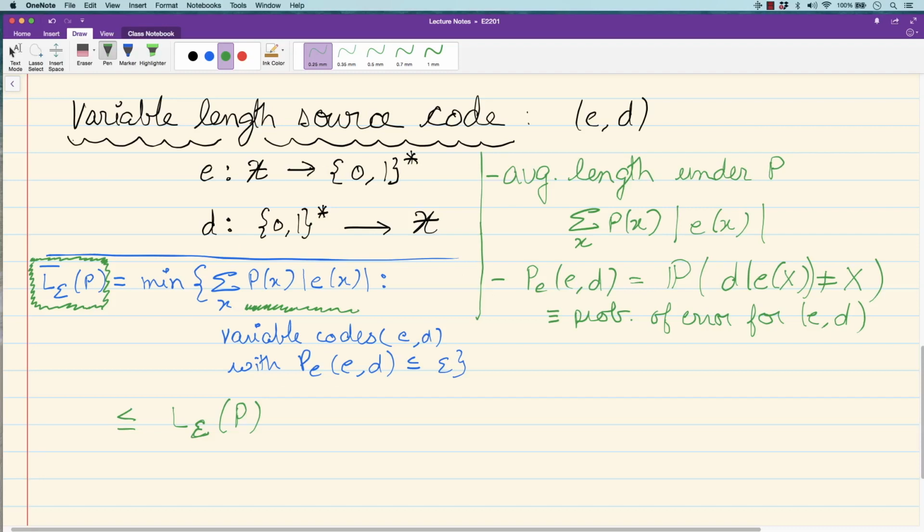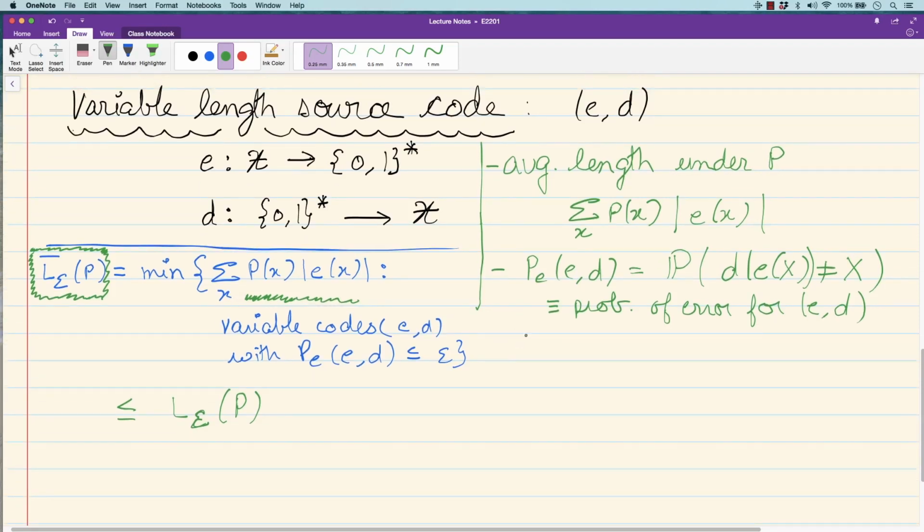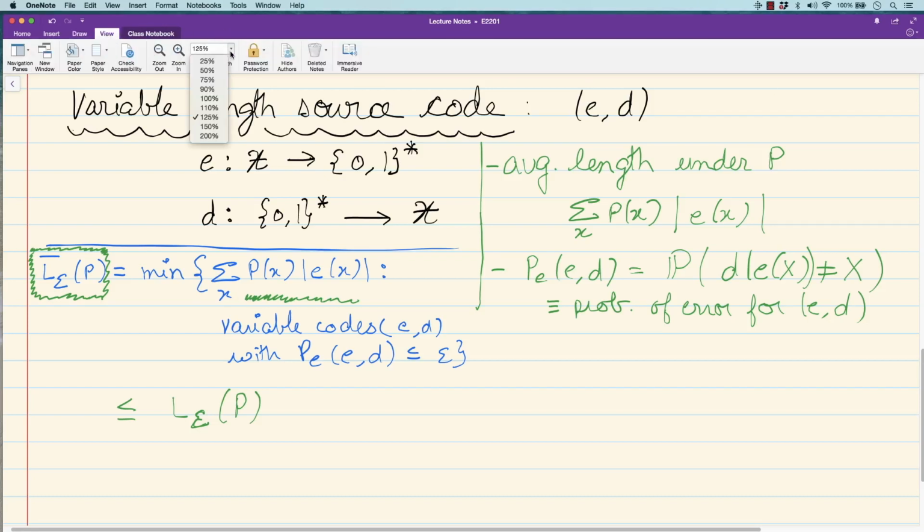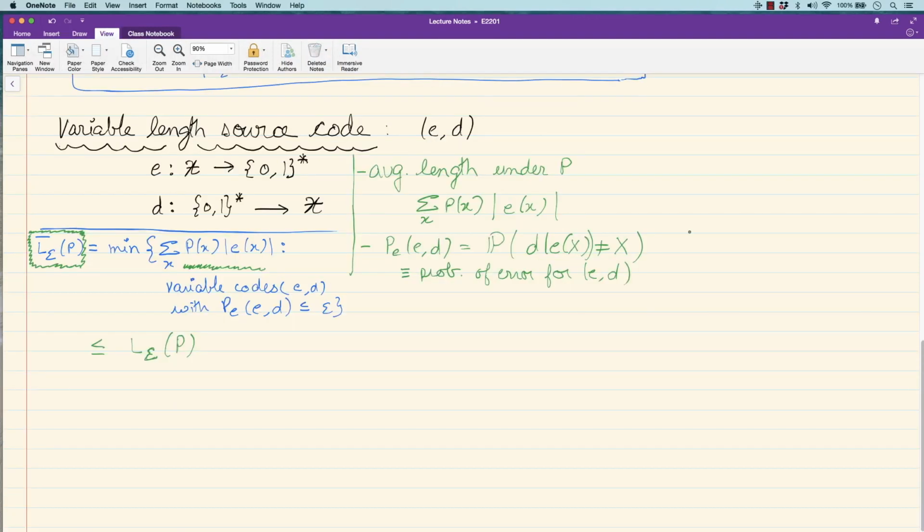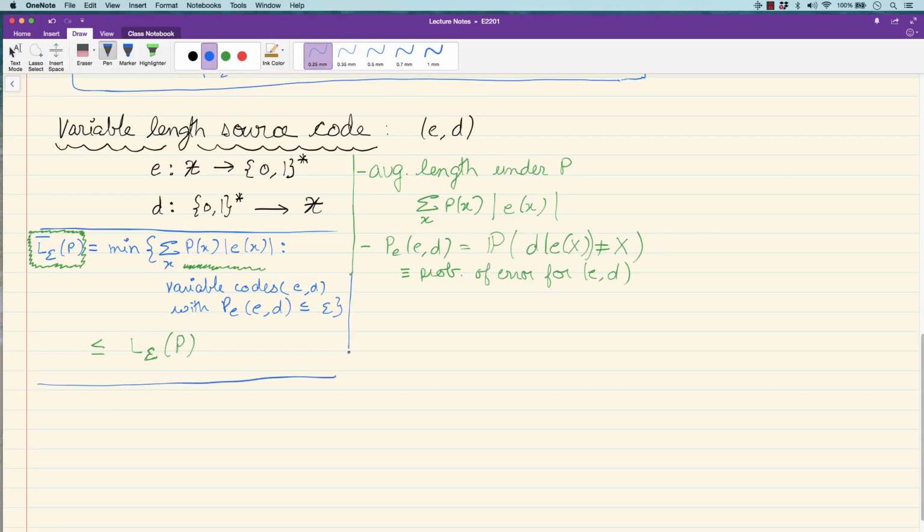We already saw that h of p is a benchmark for L epsilon p. So our first result, before we look at the practical schemes to achieve L bar epsilon p, is a lower bound, which will set a benchmark for us. So let me state that result. This is a theorem.